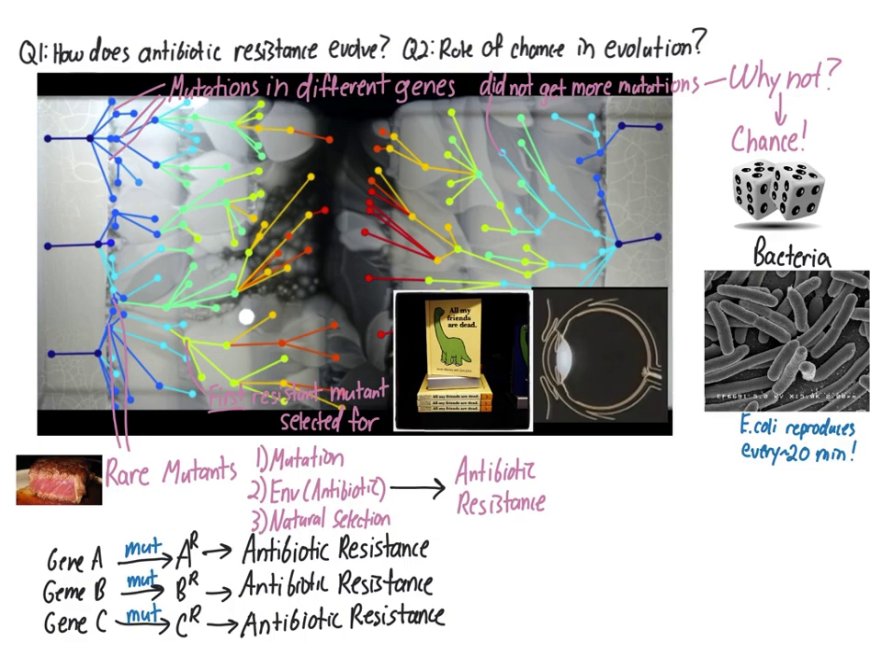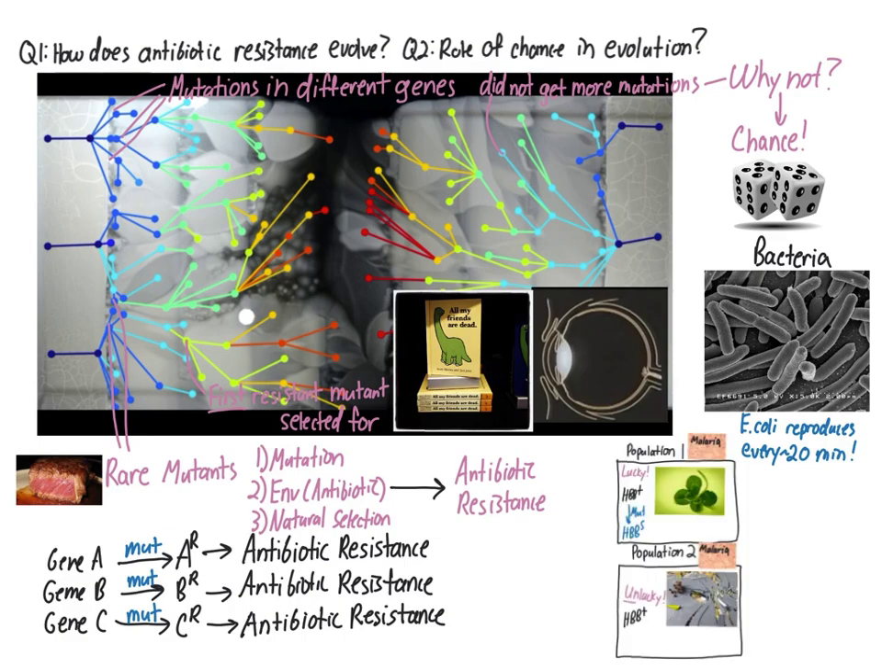And recall that we also saw this with our two hypothetical populations that were subjected to malaria. One just happened to get a malaria resistance allele through mutation, and the other didn't. So once again, we see here that chance has a pretty large role to play in evolution.